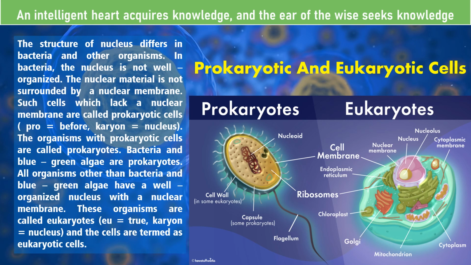And such kind of cells which lack or which don't have nuclear membrane, they are called prokaryotic cells. Okay, and pro means before and karyon means nucleus. And the organisms with prokaryotic cells are called prokaryotes. Then bacteria and blue-green algae are prokaryotes. So bacteria and blue-green algae are such examples.